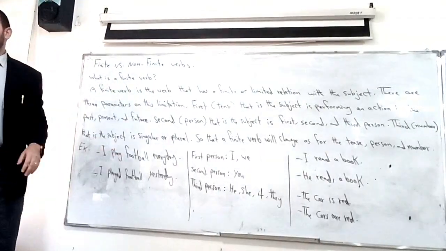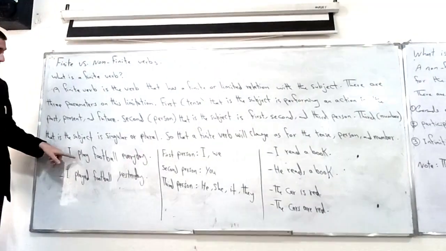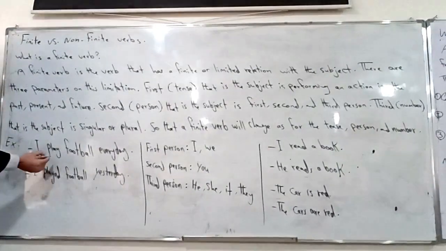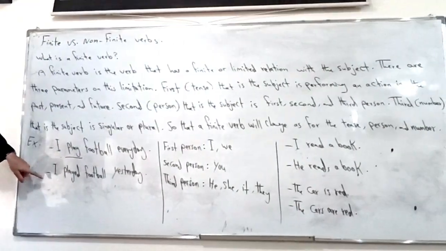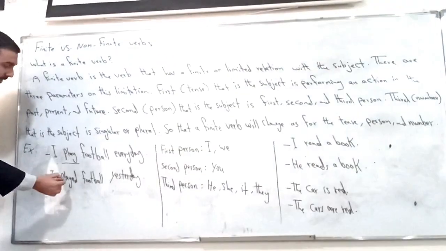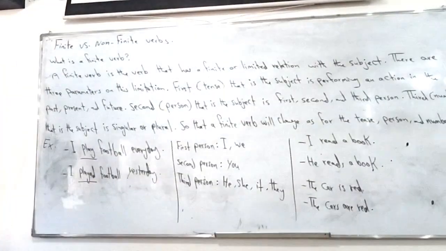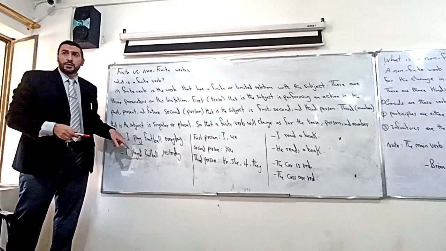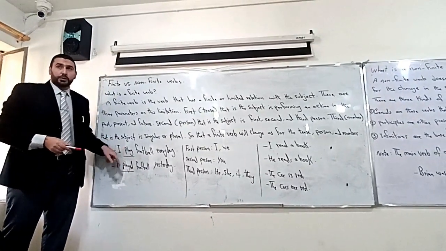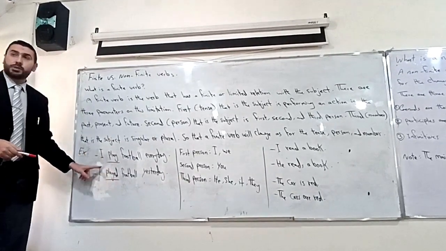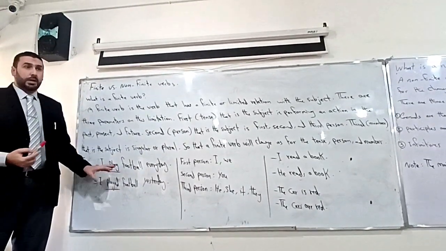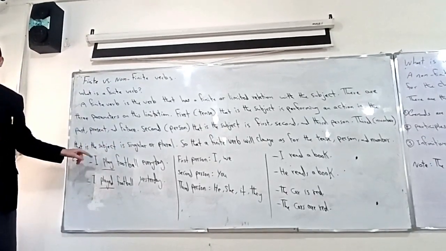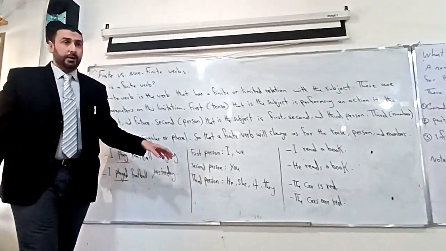So let's have a look at these examples. We have: I play football every day. So here we have the verb play. And in the second example: I played football yesterday. I played. I add the ed to refer to the past tense. So as long as this verb is changed from a present symbol into a past symbol, this means that this is what? This is a finite verb, because it is affected by the tense, and also by the number and the person.